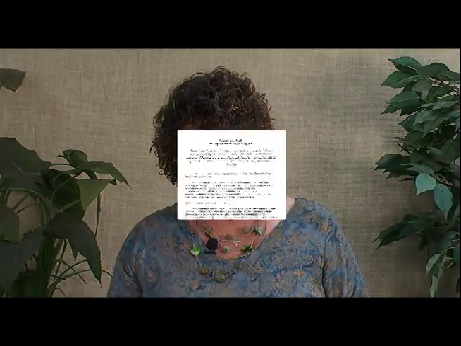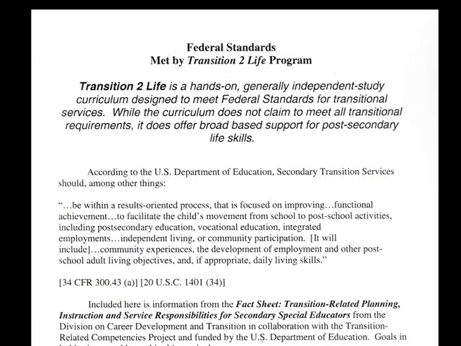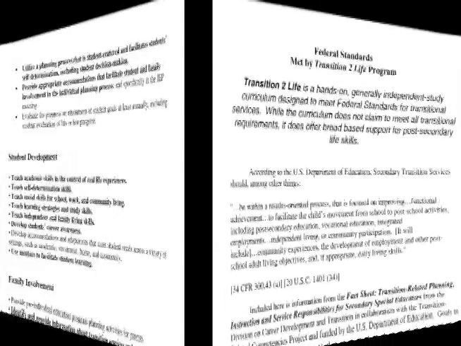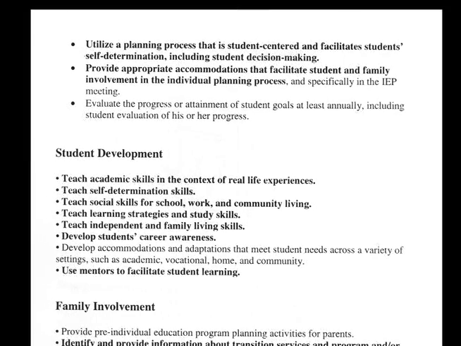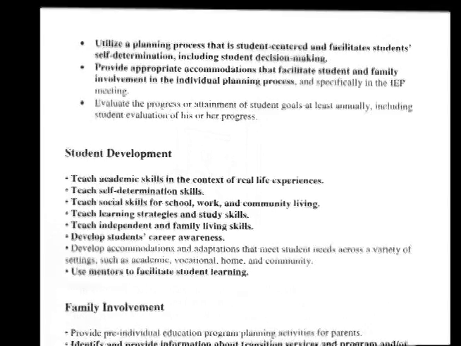I know how overburdened you are with increased regulations and paperwork. To help alleviate some of this burden, we tried to make goal setting as easy for you as possible. So let's look at what's provided. Pages 31 and 32 of the teacher's manual list the federal standards met by Transition to Life. The standards listed in bold are covered in the book.